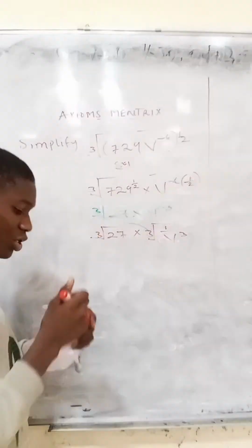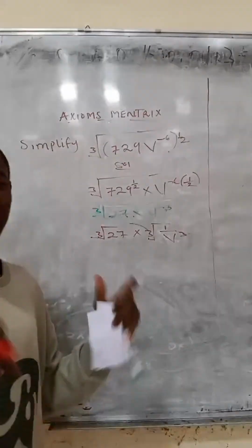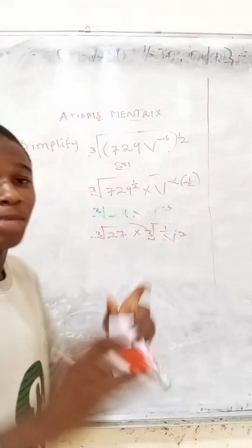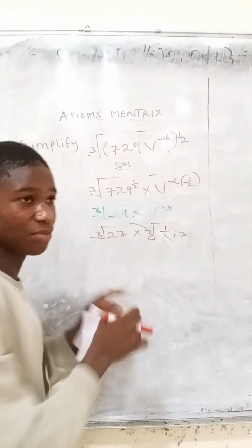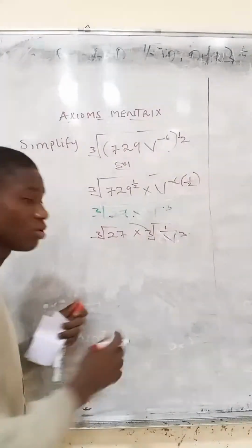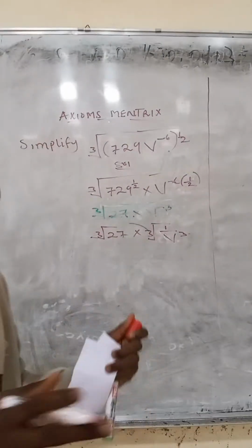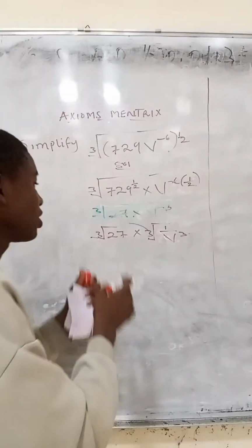When we're talking about the cube root of 27, it simply means the number that you times by itself 3 times that will give you 27. For you to get 27, you need to say 3 times 3 times 3. So my 3 times 3 times 3 is 27.